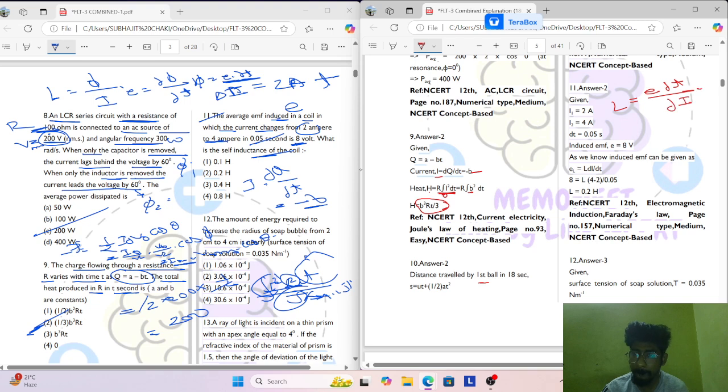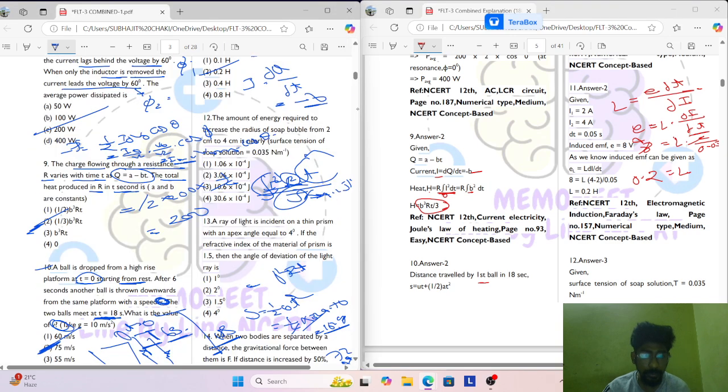We can write E equals L di by dt, and L we don't know, E we know as 8, dt is equal to 0.05, and di already calculated, 2. So 4 into 0.5 means 0.2. Therefore option number 2 will be the correct option here.